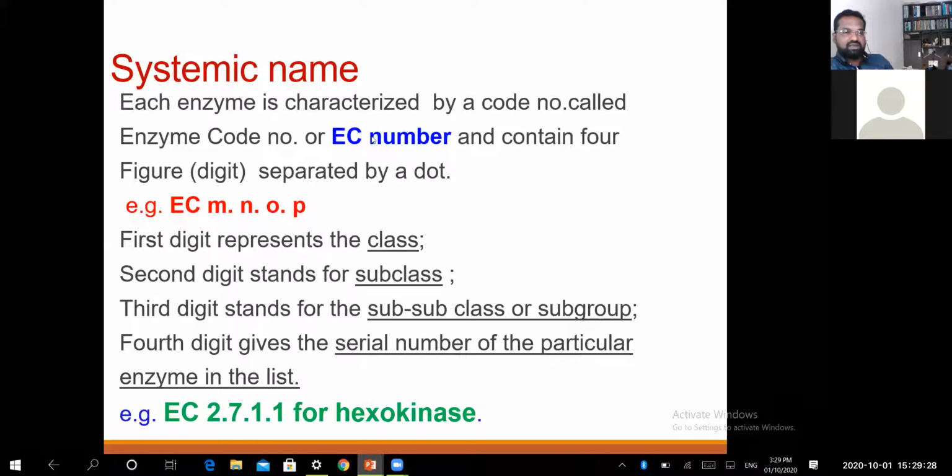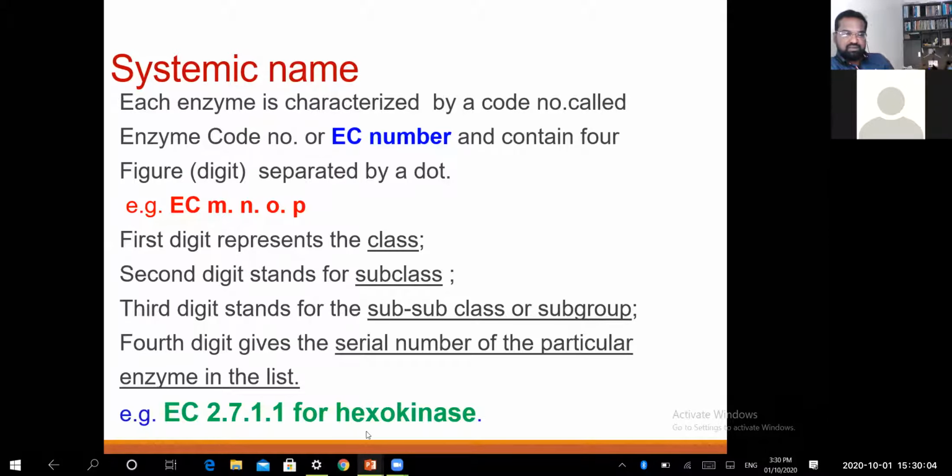For example, we have one case here, EC 2.7.1.1. Now this denotes the enzyme called hexokinase. Hexokinase has 2 components in the name. Kinase means an enzyme which brings about a phosphorylation reaction. Phosphorylation reaction means a reaction in which a phosphorus group is attached to the substrate molecule.